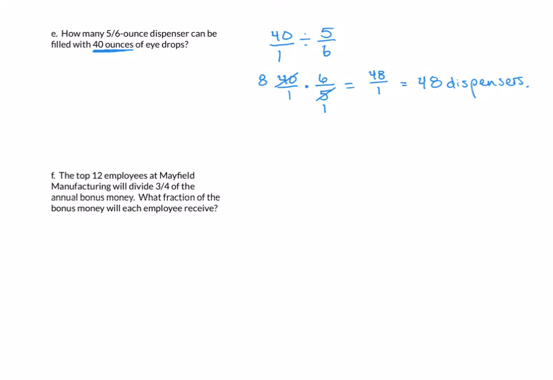All right, next problem. The top 12 employees at Mayfield Manufacturing will divide 3/4 of the annual bonus money. What fraction of the bonus money will each employee receive? Okay, well, this one's pretty easy. We are specifically told that they are going to divide 3/4.